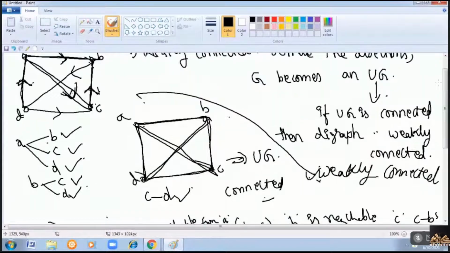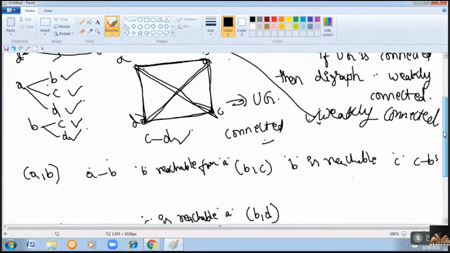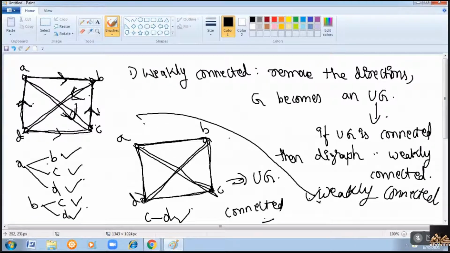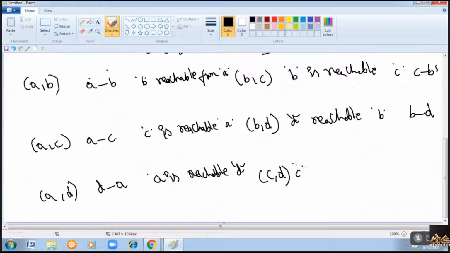Next consider B, D. B to D we have a directed edge. You can say that D is reachable from B because B to D we have an edge. Now consider C comma D. From D to C we have a directed edge. Therefore you can say that C is reachable from D because D to C we have an edge.